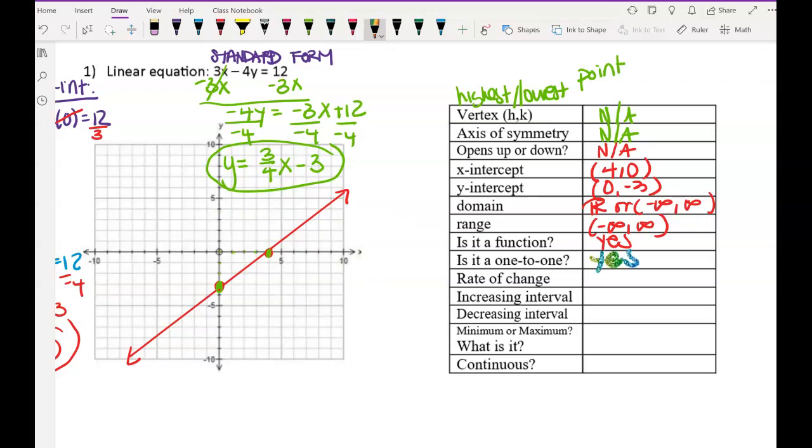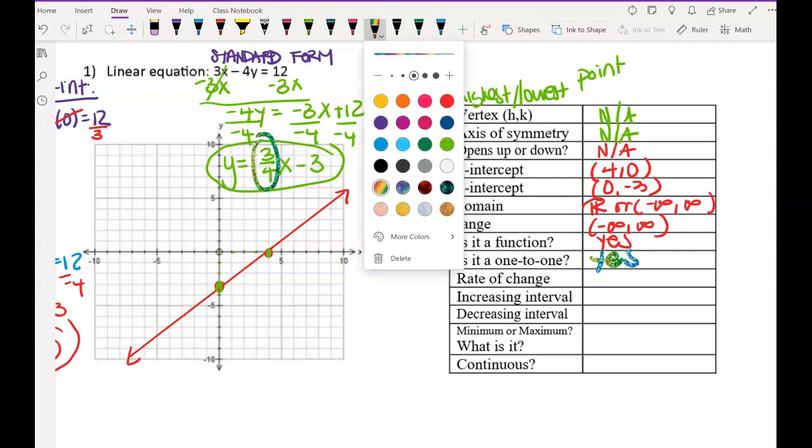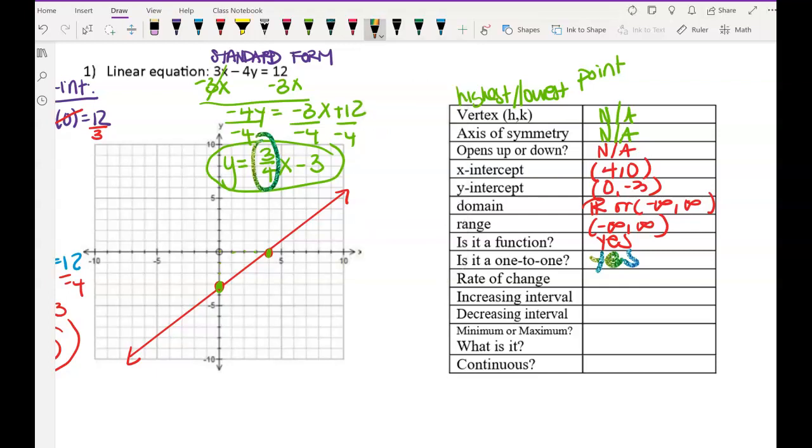A rate of change is fancy for slope. And then look, the slope is going to be 3 over 4. Let me make this a little bit thinner. Okay, so 3/4. It is an increasing interval. So it's going to increase the entire domain, which is from negative infinity to infinity.